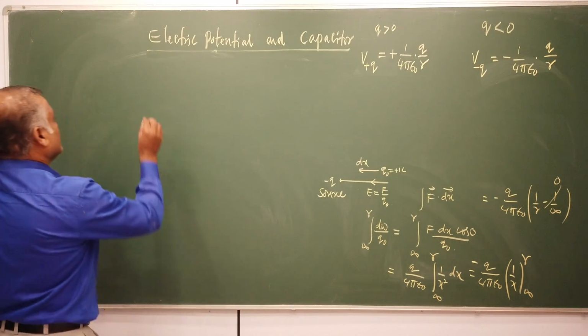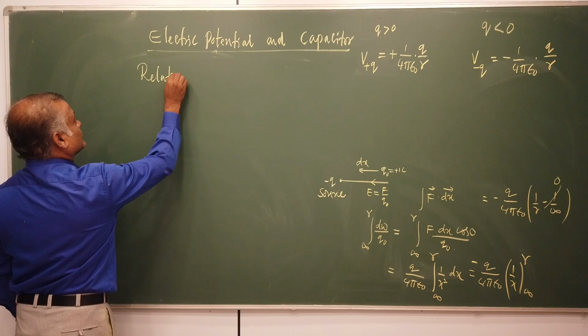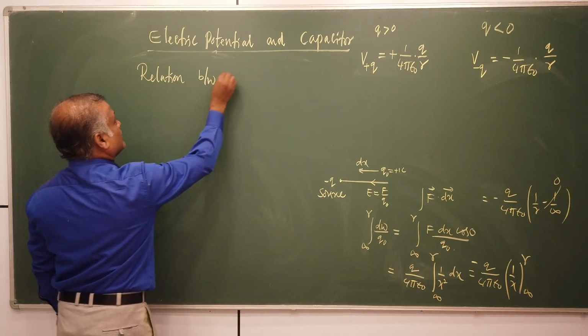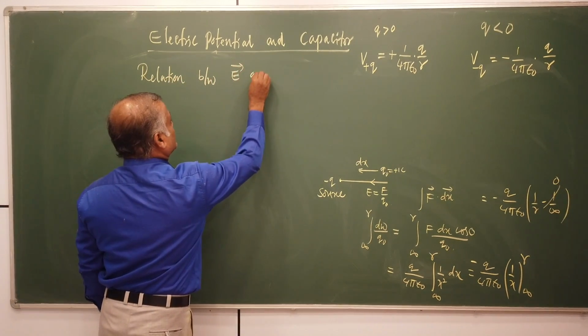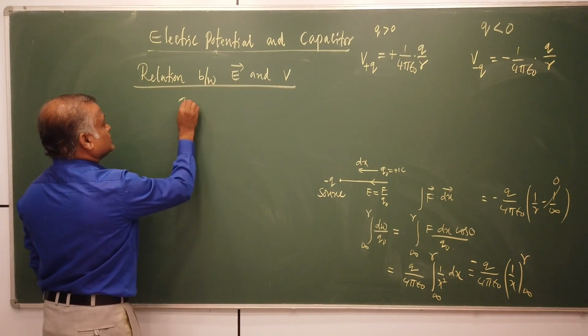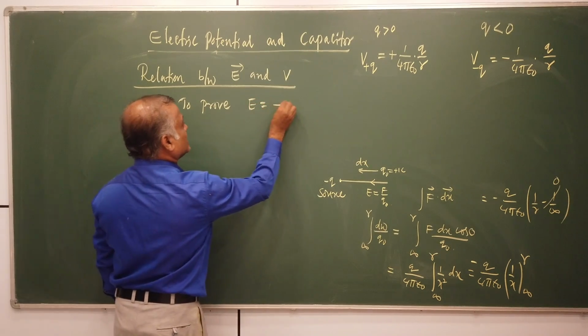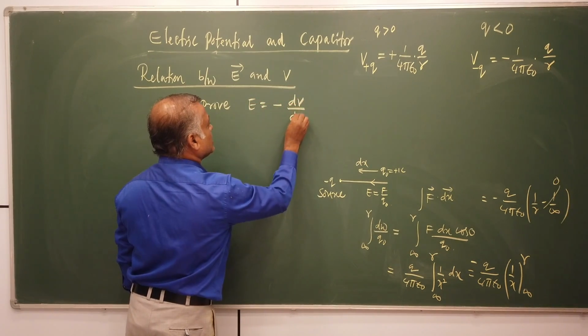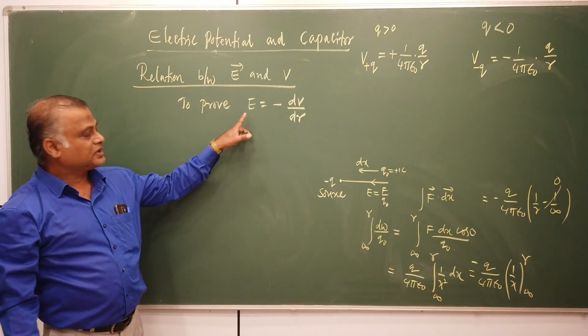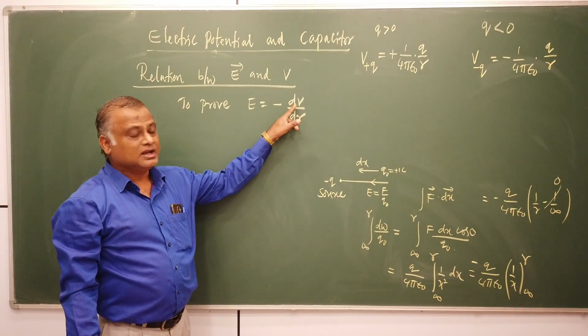Now, there is one important relation between electric intensity and the potential. To prove: E is equal to minus dV by dr. Obtain the relation between electric intensity and the potential.